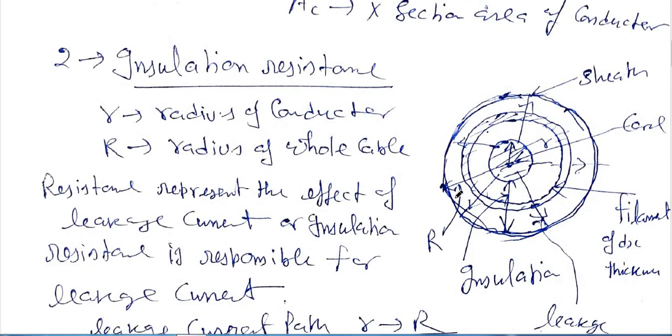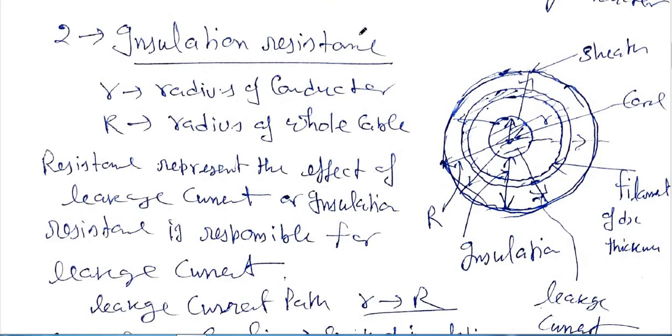Now the new thing is the insulation resistance. What is the insulation resistance? We'll use the same formula as for the core resistance, but now we want to calculate the insulation resistance. This is the core and insulation is this one, from here to here. So we will calculate the insulation resistance from here to here, and apply the same formula.